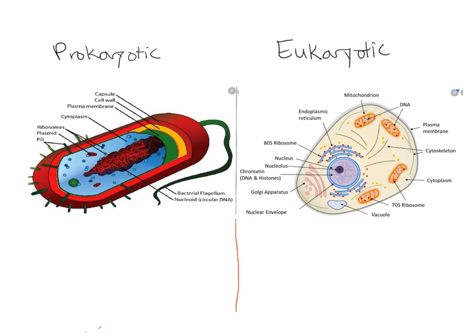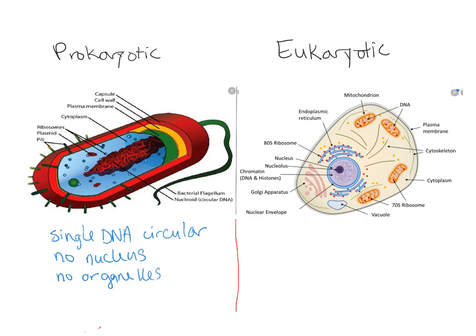So for prokaryotic cells, they have a singular DNA molecule that's circular. So the DNA is not organized in chromosomes. They have no nucleus. The nucleus is a membrane-bound capsule that encloses the DNA, but they don't have one. And they don't have any specialized organelles. Organelles are compartments within eukaryotic cells that perform specific functions. And they only have one copy of each gene.